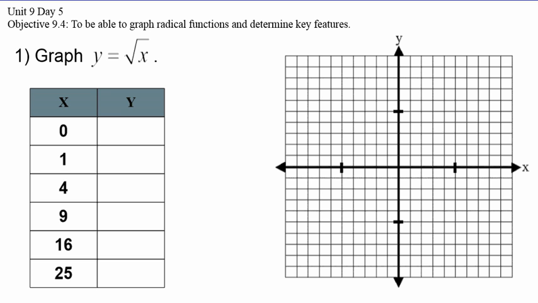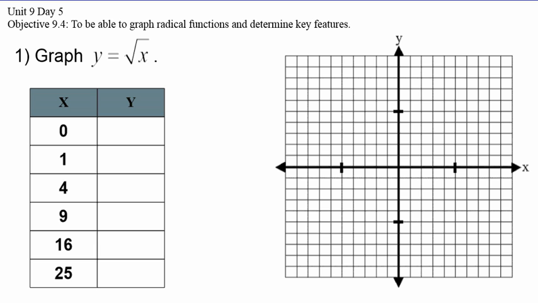In this lesson, we're going to work on graphing radical functions. This is going to be similar to how we've approached our other functions, finding the parent function, and from that, doing the transformations to create our graphs. So here, our parent function is the square root of x.